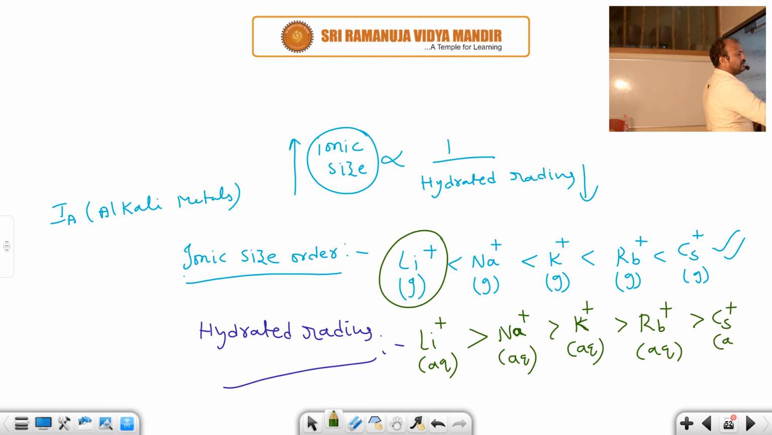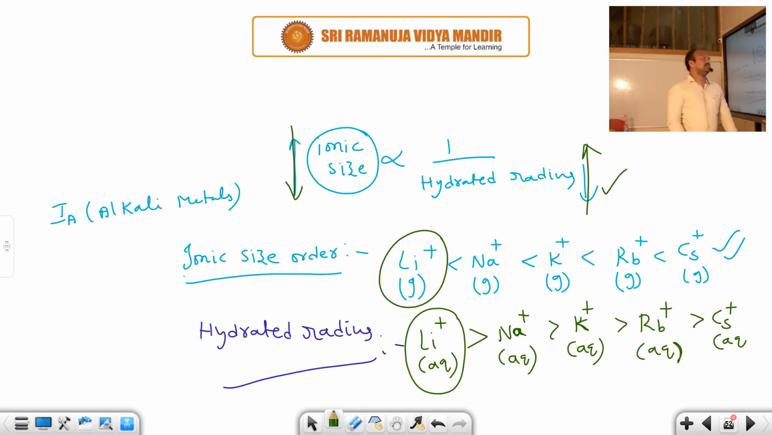This is cesium plus aqueous, or hydrated Cs plus. Cesium plus has less hydrated radius. Lithium plus has more hydrated radius. Due to the reason that ionic size increases, hydrated radius decreases. If size decreases, hydrated radius increases. Have you understood or not? Both are inversely proportional to each other.